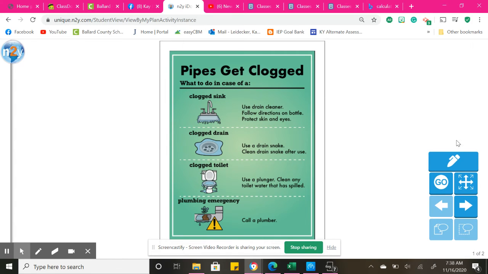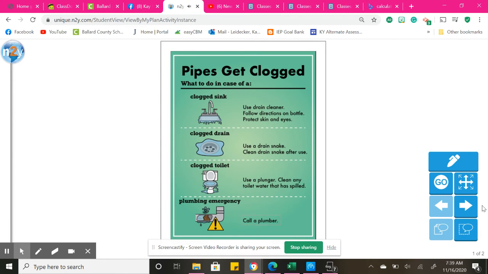So let me just go with clogged toilet. That probably happens the most to us, maybe. Clogged drain, clogged sink. So there's different things that we do for different problems that we may come across within our house or maybe at school. So let's just go with clogged sink. You use a drain cleaner. You follow directions on the bottle and make sure to protect your skin and eyes. So read through these. Call a plumber.